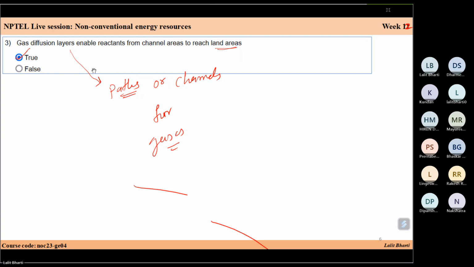In this question, land area means... that is why I'm getting confused about which part this is from. If this is from the fuel cell, then this is correct. But land area, I don't know, this question is incomplete or what. Okay, we'll see this question later on. But I guess if this is from the fuel cell part, then yes, this is the case. Otherwise, I'll see where the question is taken from.